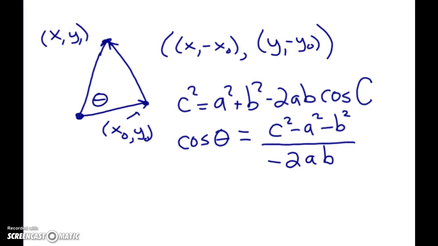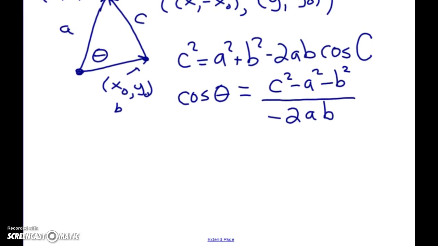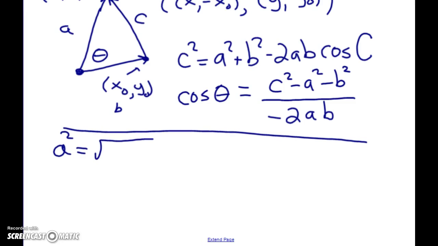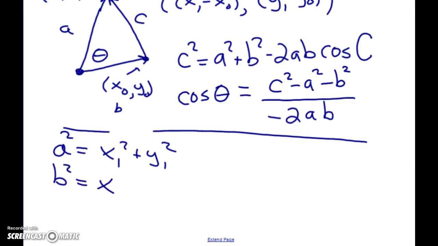All right. Now, this is C over here. This is A over here. And this is B over here. So, A squared is x1 squared plus y1 squared. And B squared is x0 squared plus y0 squared.